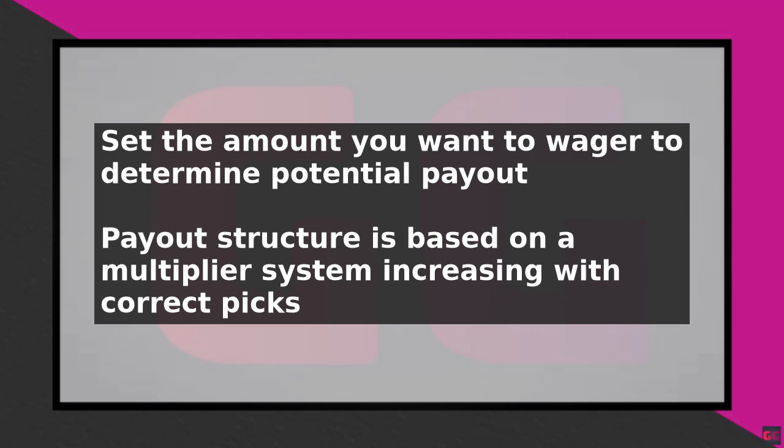picks increases. For example, if you create a flex entry with two athletes and wager $10, the payout for two correct picks could be 1.5 times your wager, while the payout for three correct picks could be 4 times your wager. The payout structure varies depending on the entry type and the number of athletes included.